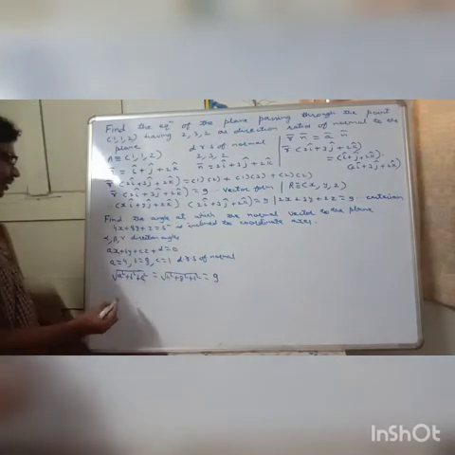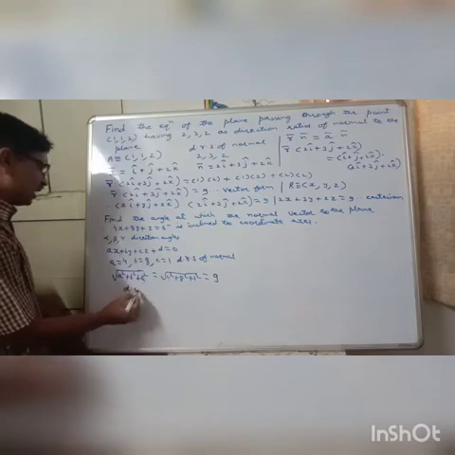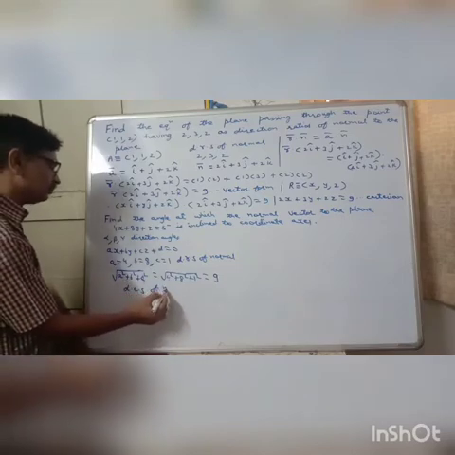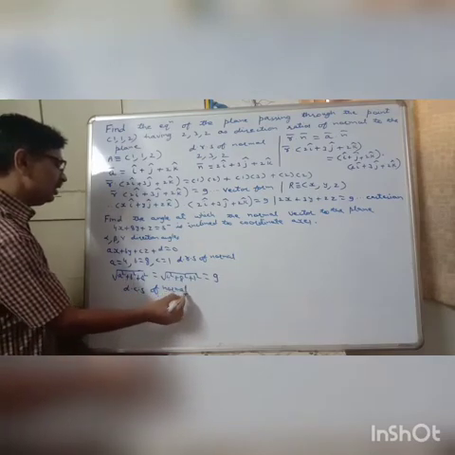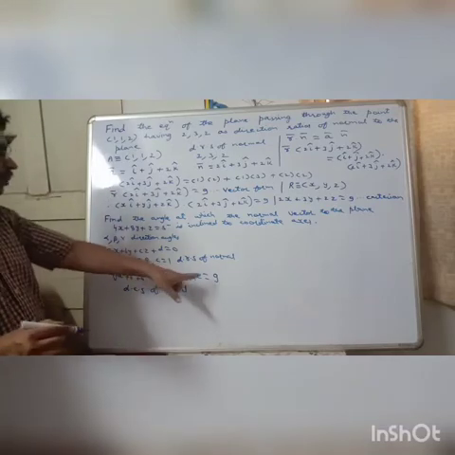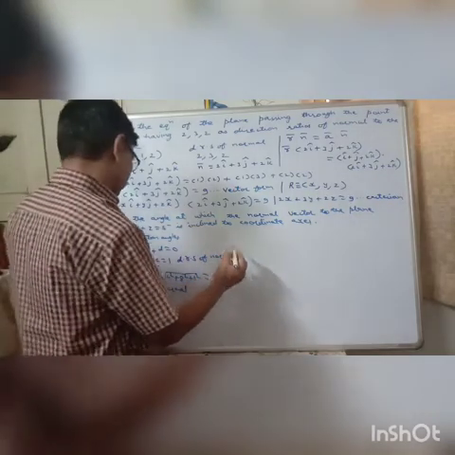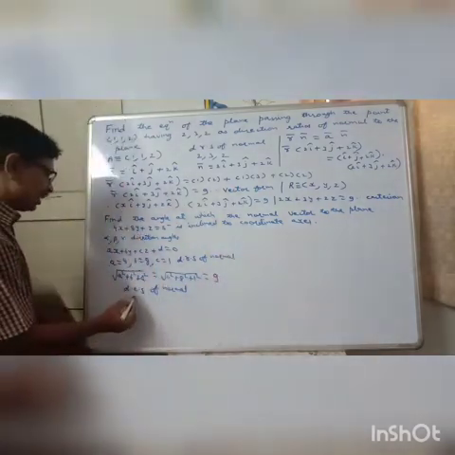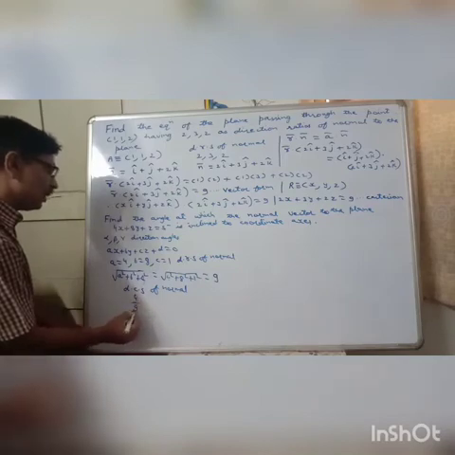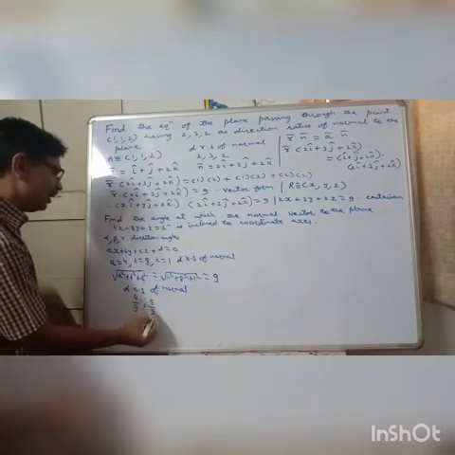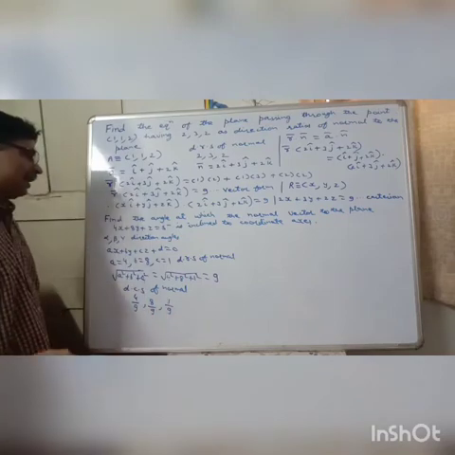Now we shall write direction cosines of normal. Divide direction ratios by this quantity. We get direction cosines. So direction cosines are 4 by 9, 8 by 9, 1 by 9.